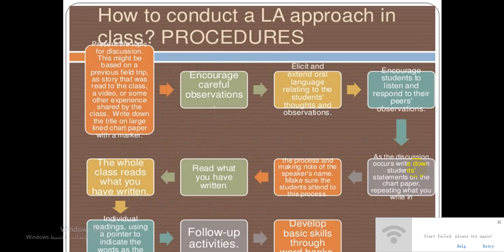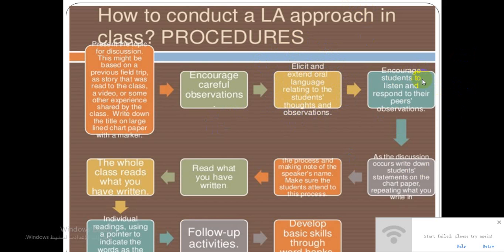How to conduct a language experience approach in a class. Here are some of the procedures. For discussion, this might be based on a previous field trip, a story that was read to the class, a video, or some other experiences shared by the class. Write down the title on large lined chart paper with a marker. After that, encourage careful observations, and extend oral language relating to the students' thoughts and observations.